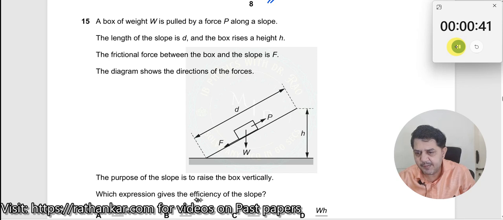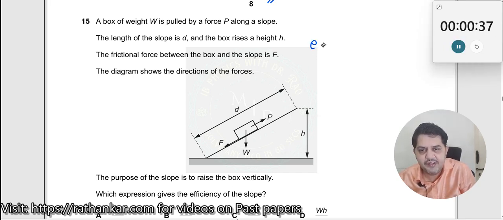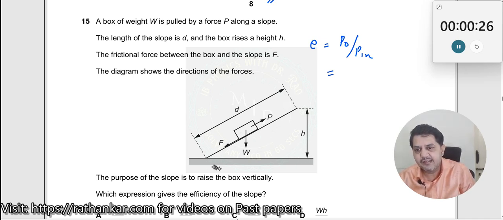Which expression gives the efficiency of the slope? What is efficiency? Efficiency is equal to output by input. Now, what is output? Output is nothing but, you had a box here, you need to lift it until here. So what is the energy that you require? mgh, right? But since you are lifting it like this, you are lifting it in this direction. You could have lifted it like this, an easier way, but you are lifting it like this.